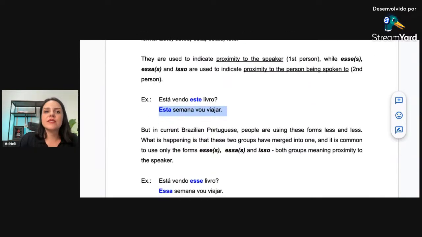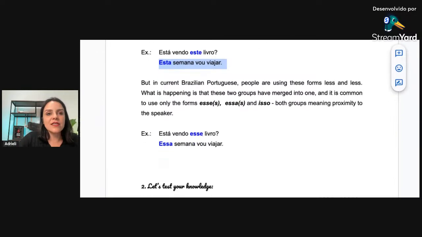But in current Brazilian Portuguese, the Brazilian Portuguese spoken in the streets, the one that we teach here, people are using these forms less and less. So what is happening is that these two groups have merged into one, and it's common to use only the forms esse, essa, isso. Both groups meaning proximity to the speaker and also to the listener. So, está vendo esse livro? Essa semana eu vou viajar.